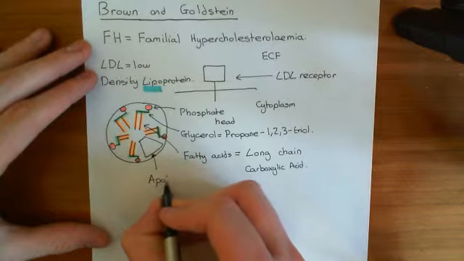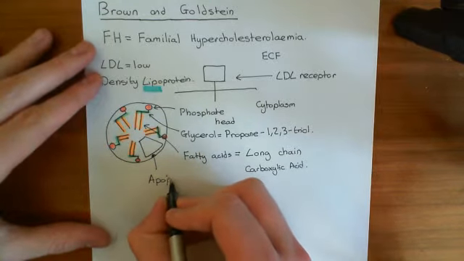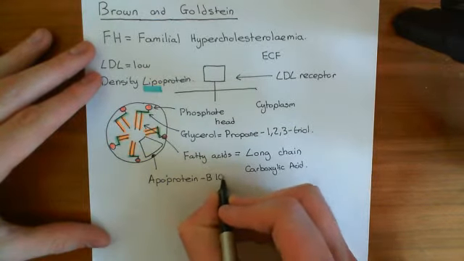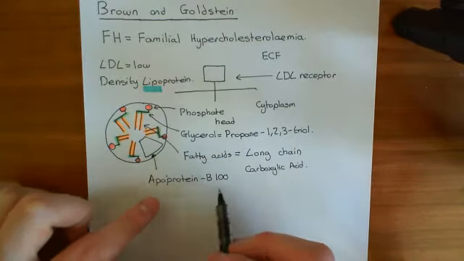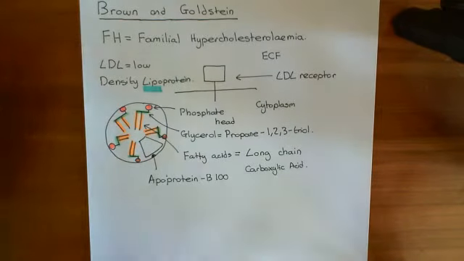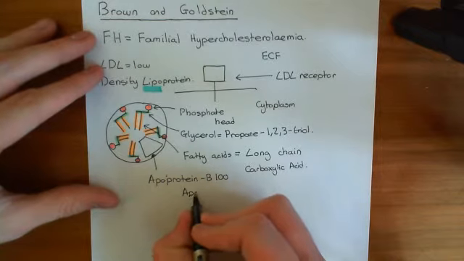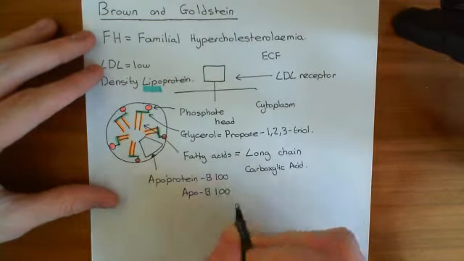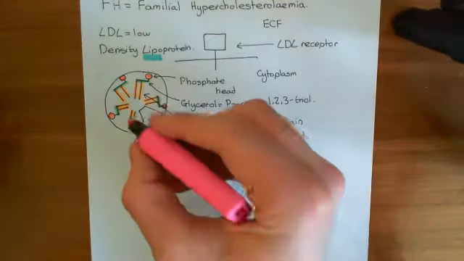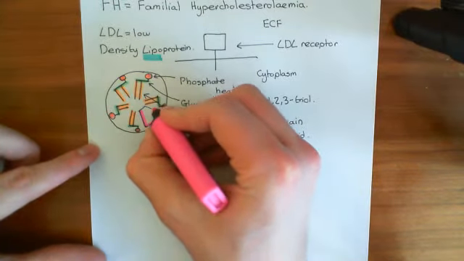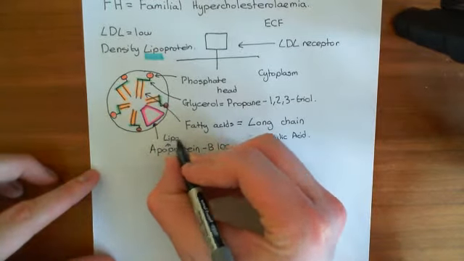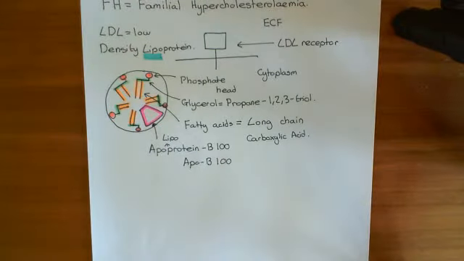Sorry about this. The protein that you find in low-density lipoprotein particles is a protein known as apolipoprotein B100, often abbreviated to Apo B100.